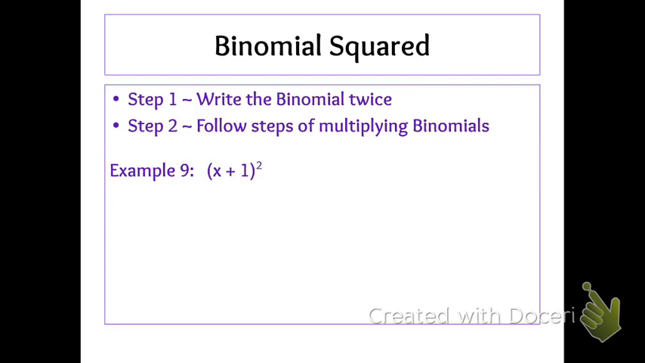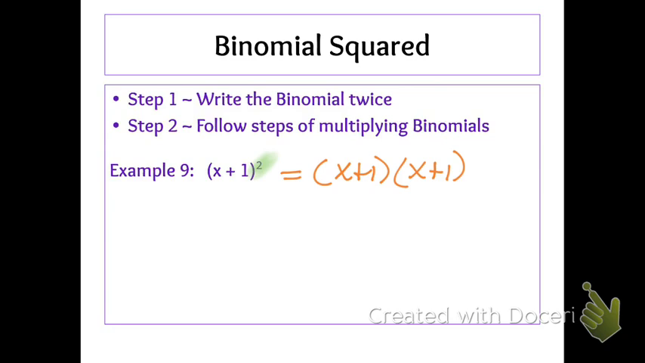Next up we have basically just a special case of what we just did. So you might see a problem that looks like this, the quantity x plus 1 squared. And really that's not any different than the problems we have done so far. What you need to remember is that when you square something, what that really means is that you're multiplying it by itself. So basically, you're going to take the x plus 1 and write it x plus 1 times x plus 1.